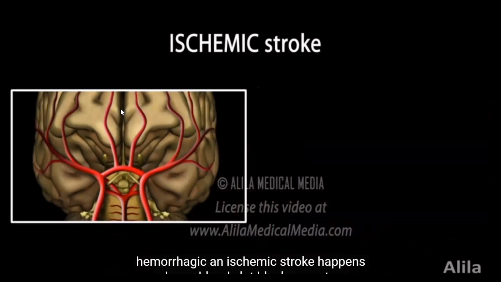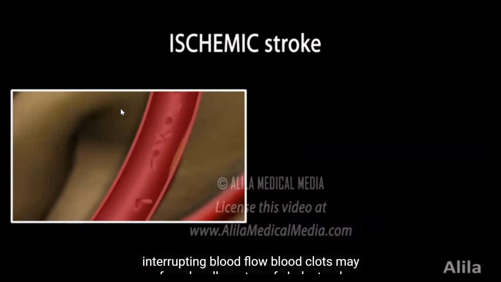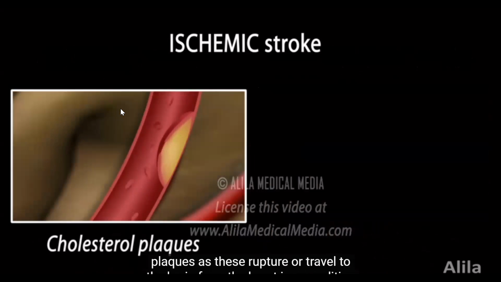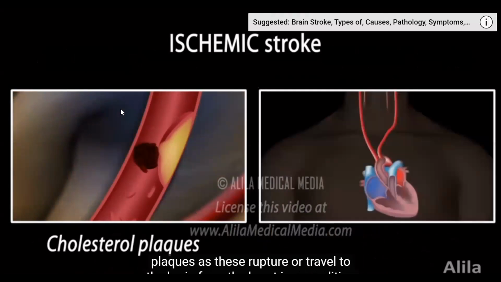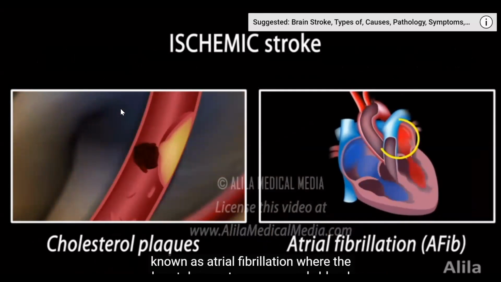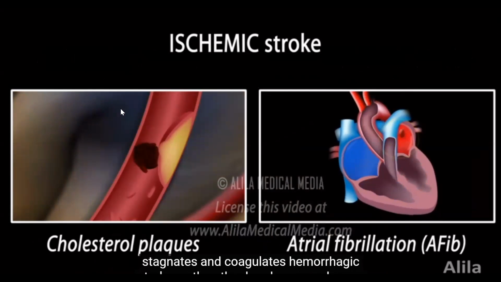An ischemic stroke happens when a blood clot blocks an artery, interrupting blood flow. Blood clots may form locally on top of cholesterol plaques as these rupture, or travel to the brain from the heart in a condition known as atrial fibrillation, where the heart does not pump properly, blood stagnates and coagulates.